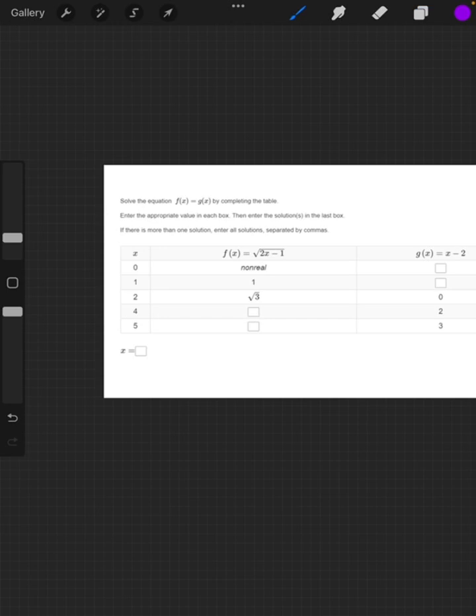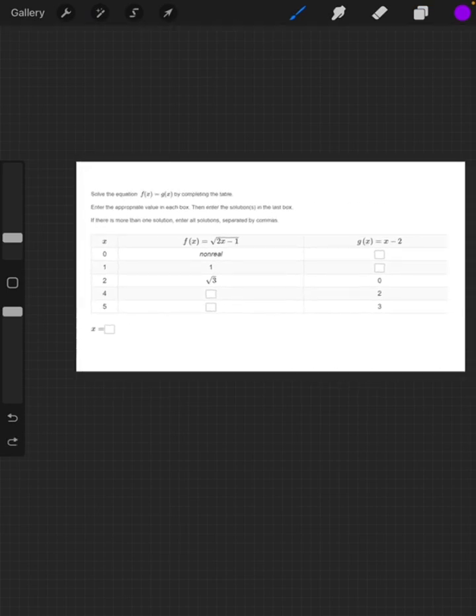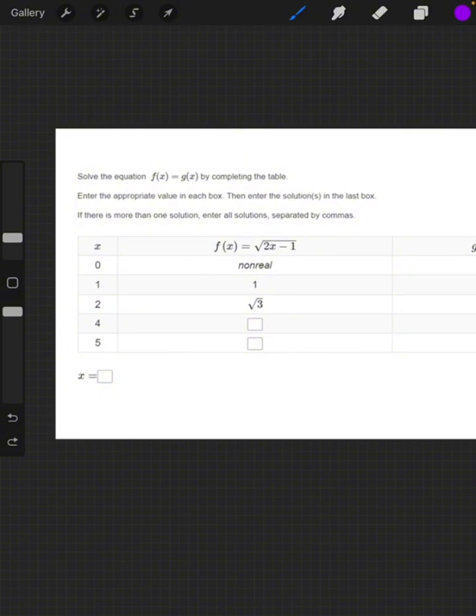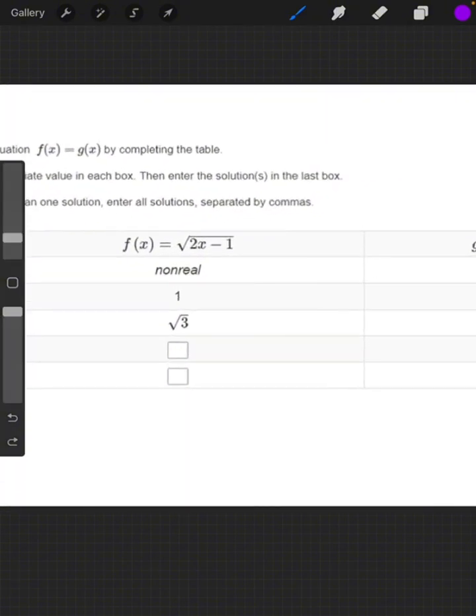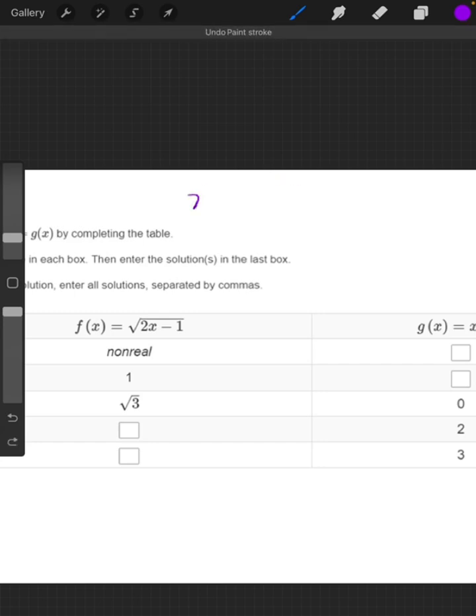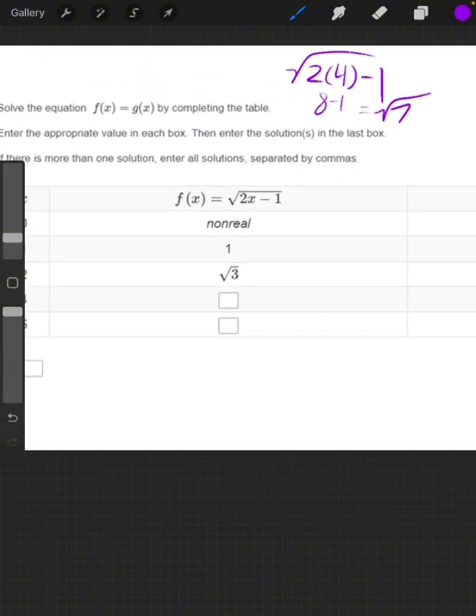So for this one, basically what we're doing is we're just substituting the x's over here into the equations. So it already gave us the first 3 things for that. So 4, 2 times, I'm going to do this up here so it's easier for me to imagine. 2 times 4 minus 1. 2 times 4 is 8. 8 minus 1 equals 7. So then the answer would be the square root of 7.